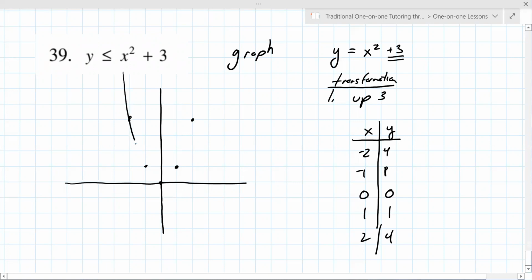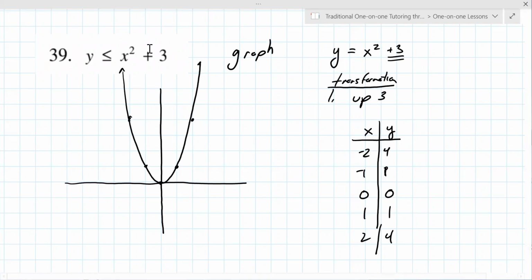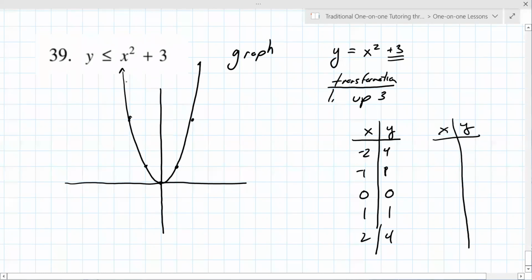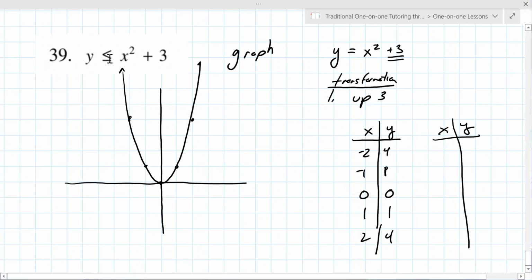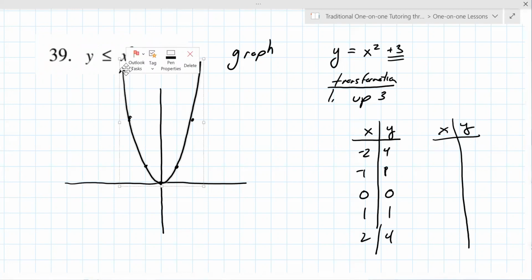Okay, but the one we want is going up 3. So we need to literally move every point up 3. You can either do that in the table or you can just do it on the graph. Which do you think you would do? Would you do it on the graph, or would you go to the table and make new data points, moving it up 3? On the graph, probably. Okay, I kind of agree with you on that.